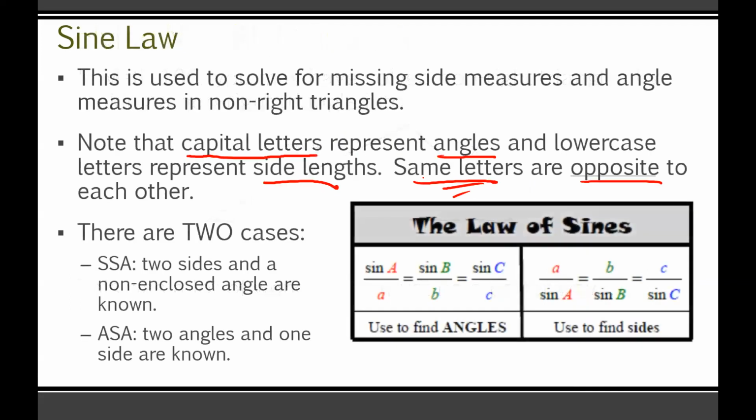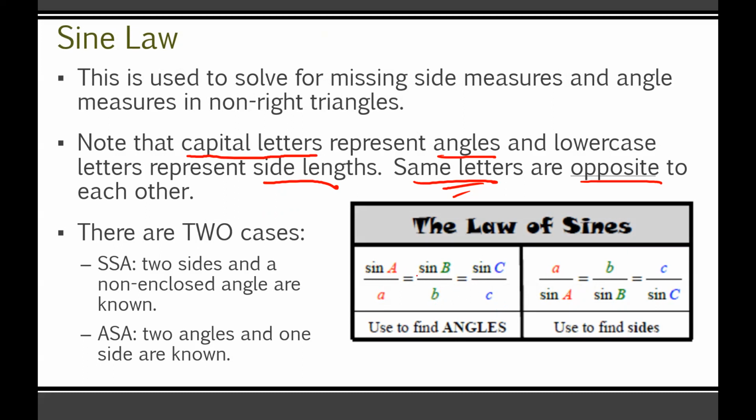Anyway, back to this. So the sine law, or the law of sines, as this picture says here. There are two versions of it, and you use each one depending on what you're looking for. There's one version that says sine capital A, obviously capital letters are angles, they have to go inside of sine. Sine capital A over lowercase a equals sine capital B over lowercase b equals sine capital C over lowercase c.